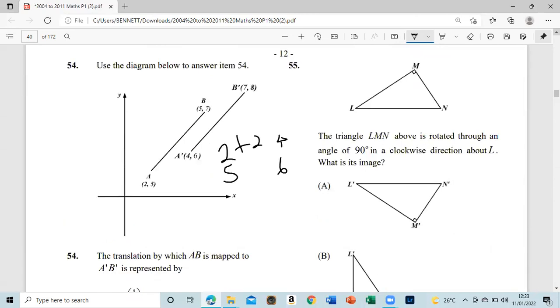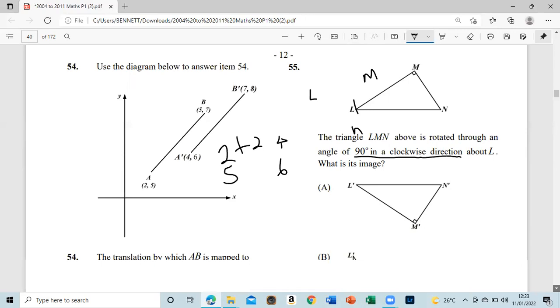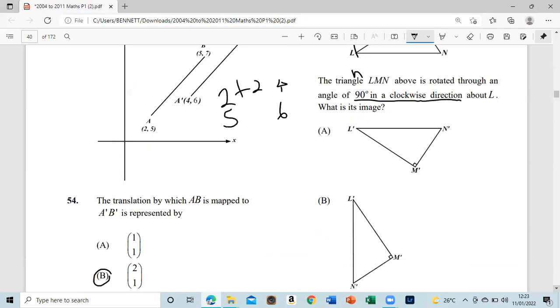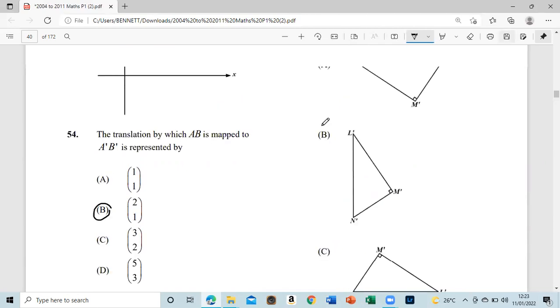Let's move on to 55. The triangle LMN above is rotated through an angle of 90 degrees in a clockwise direction about L. So right there, I go boom, 90 degrees. So L I go up there, so N comes over here, M, something like that. So L to this. So this would be B.